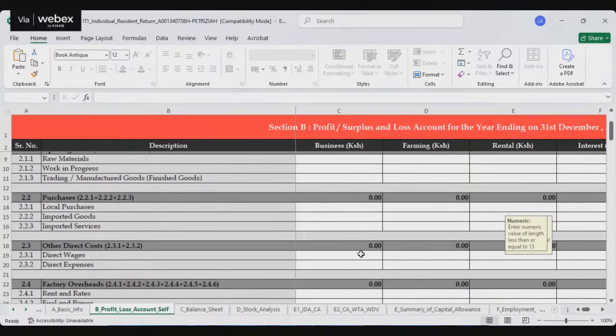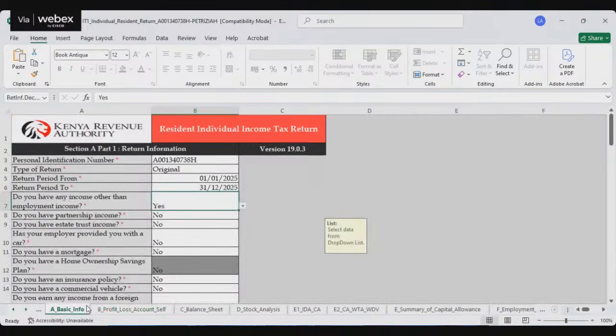So that will apply to an individual, but with two incomes. So they have employment income, which they will be expected to declare, and also they have a side hustle, another income that is not employment income. So that is how they will be expected to file their income return.